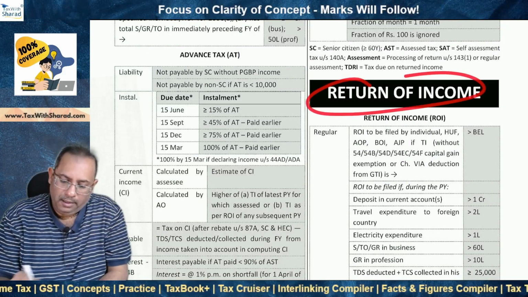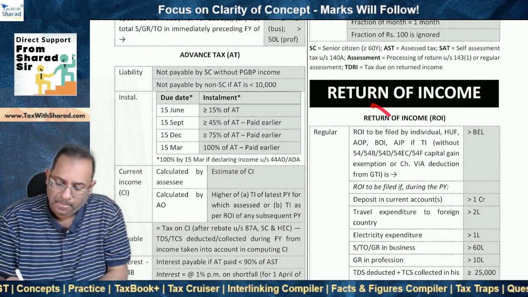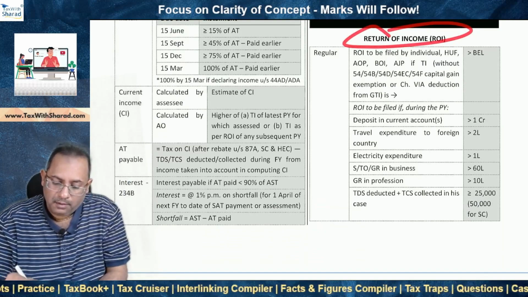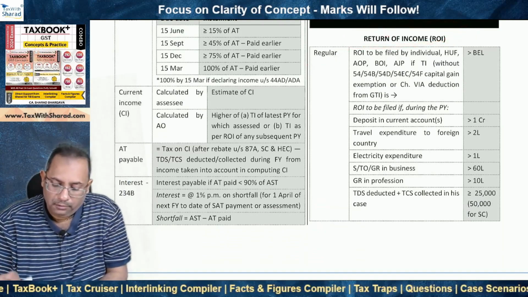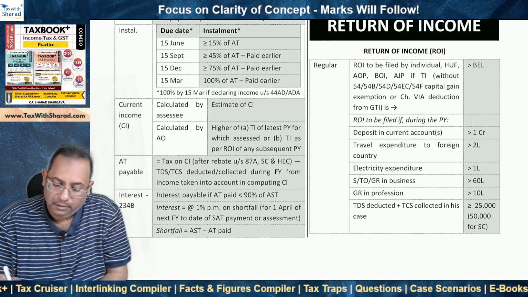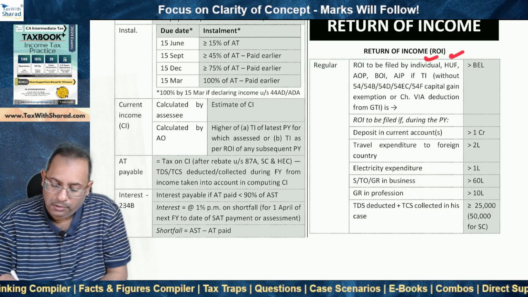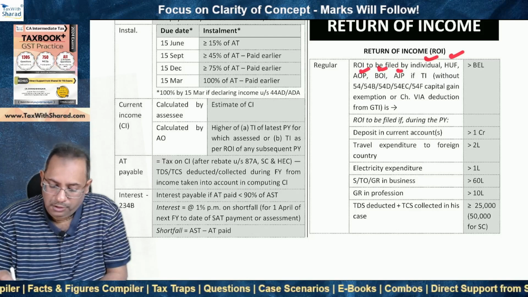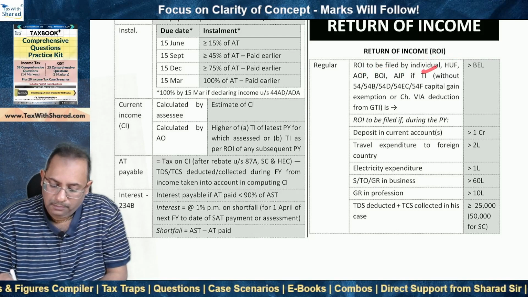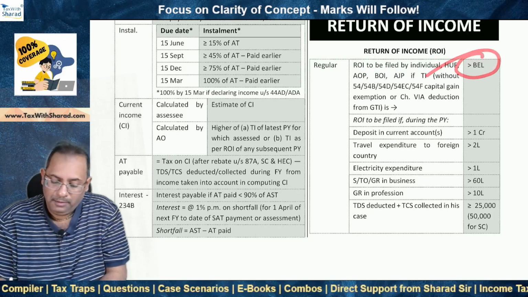We will now finally look at return of income. Return of income provisions. First, we look at regular return of income under section 139(1). Return of income is to be filed by individual, HUF, AOP, BOI or artificial juridical person if total income is more than basic exemption limit.